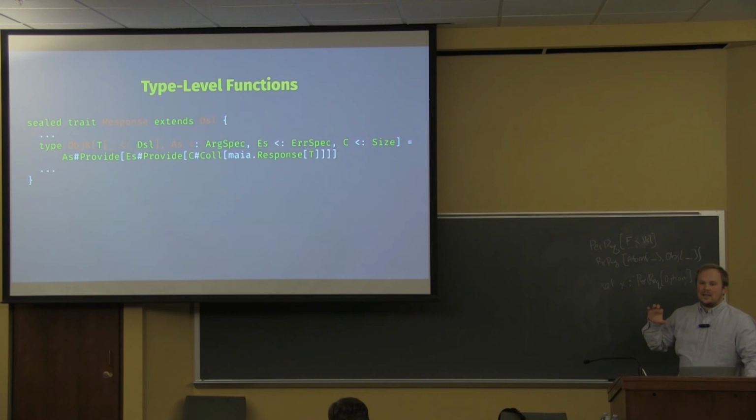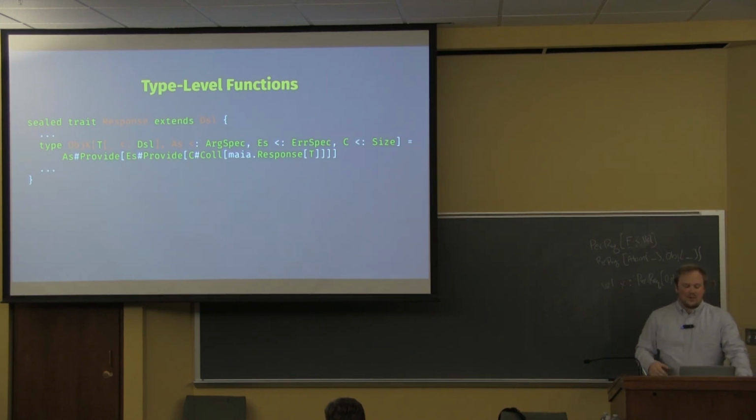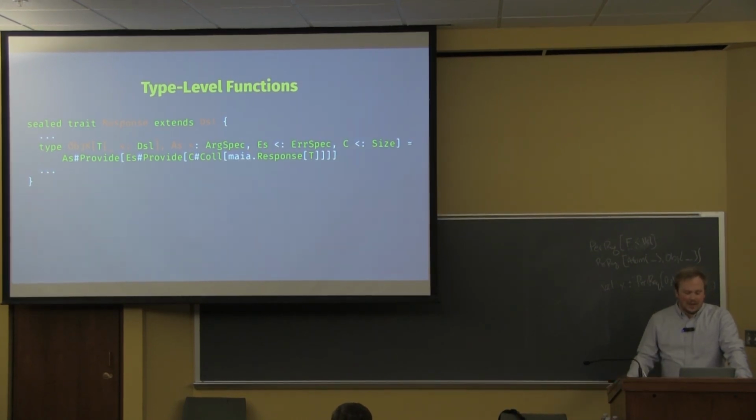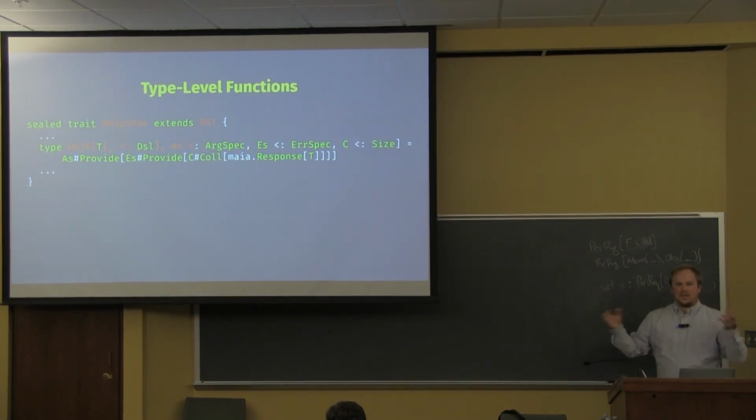The first one is just that funky T thing that defines APIs for us, because we're going to return an object of that type. The second one is constrained to be an arg spec. The third one's constrained to be an air spec. And the fourth one's constrained to be a size. And then down here at the bottom, I take the arg spec and I use the type projection that I called provide. I take the air spec and I take the type projection I called provide. I take the C and I use the type projection I called call for collection. And I just combine all these things together.